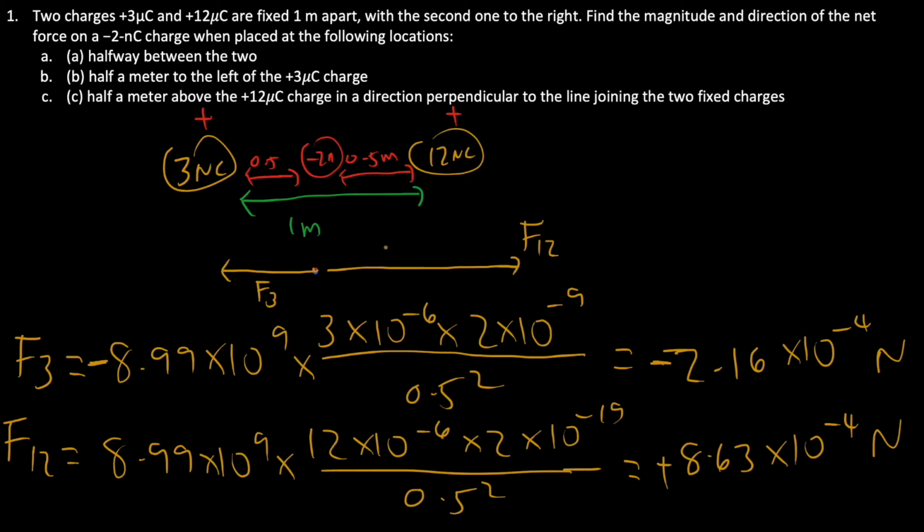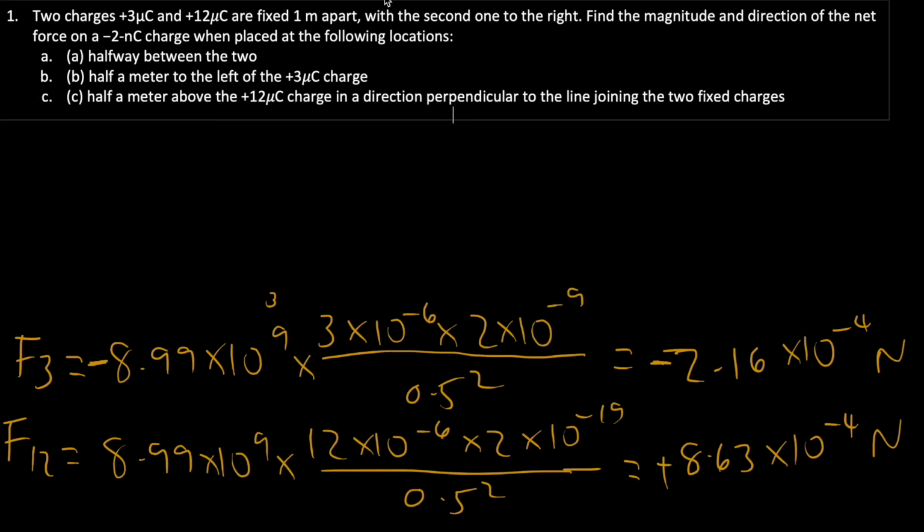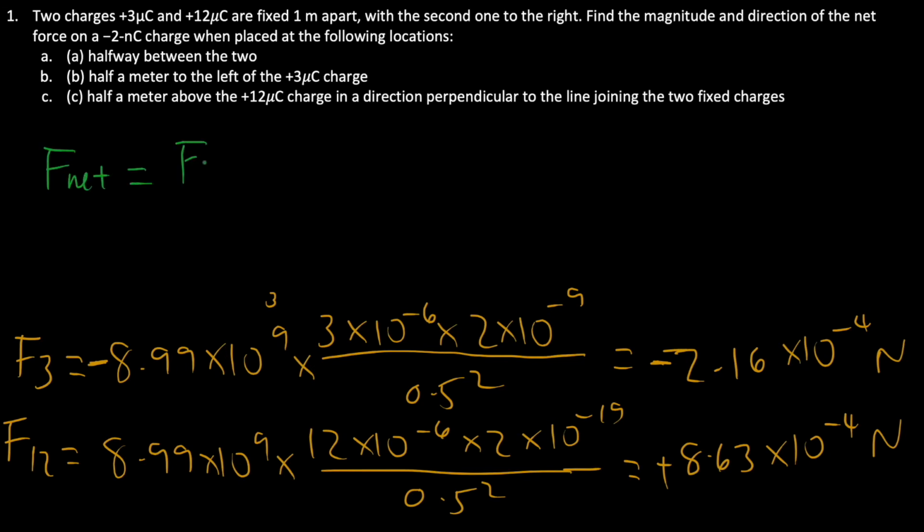Now you can calculate the net force. The net force is going to be equal to the sum of F3 plus F12, which gives us a value of 6.47 times 10 to the negative 4th power Newton. So this is the final answer for part A.